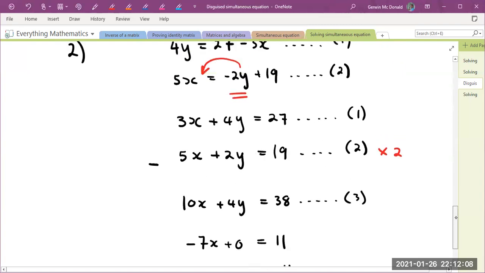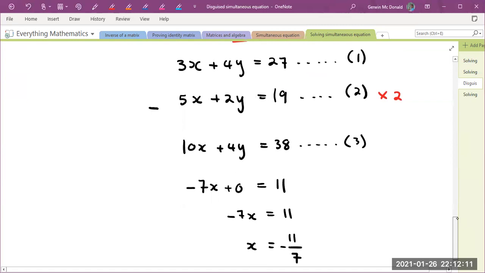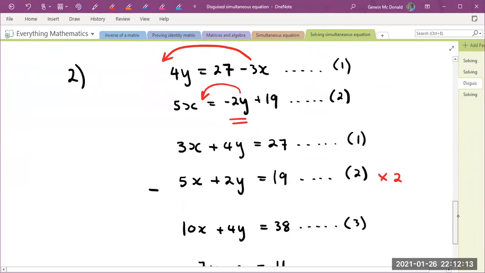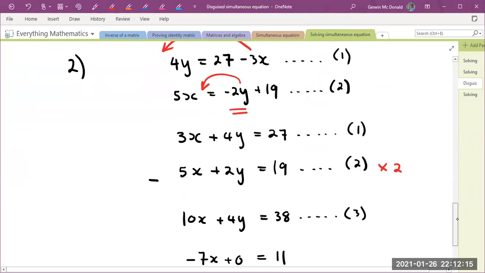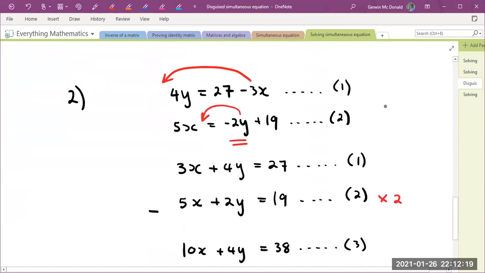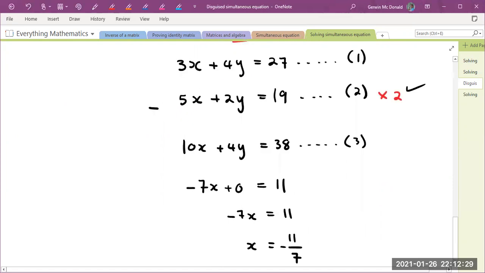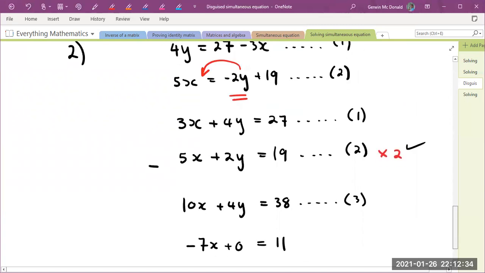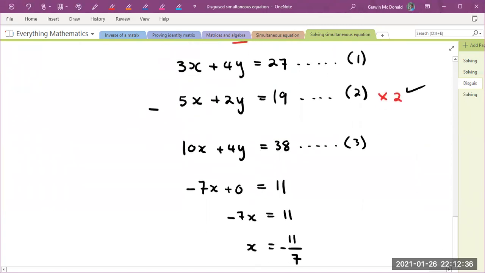And then I want to plug that into another equation. Which equation might be the best for me to put that? Well, it doesn't really matter. Let me look at the one with the smallest value, and that would be who? There are none here. So let me take equation 2, the original equation 2. So that would be 5x plus 2y equal 19.